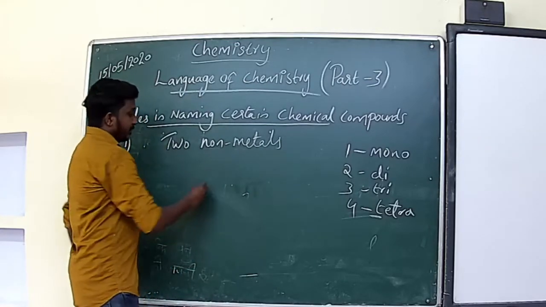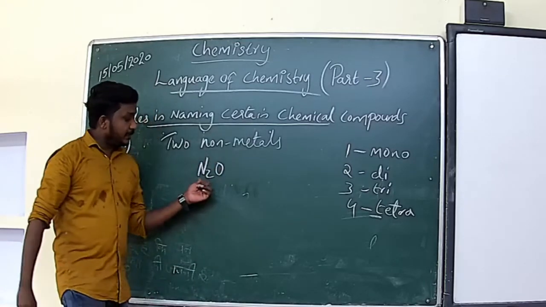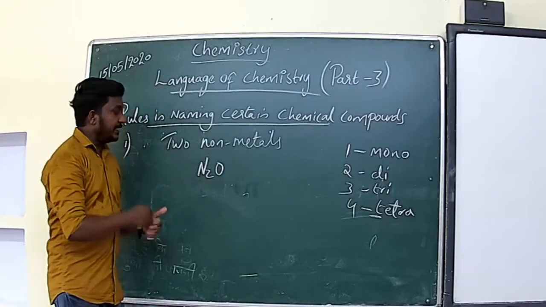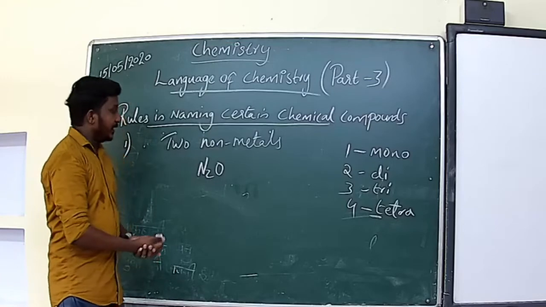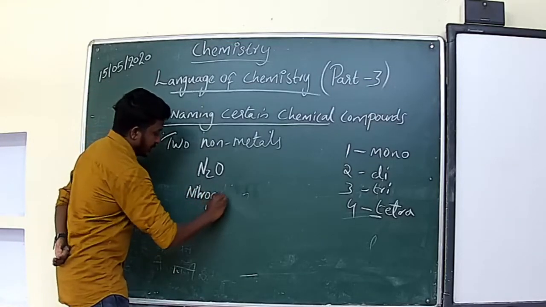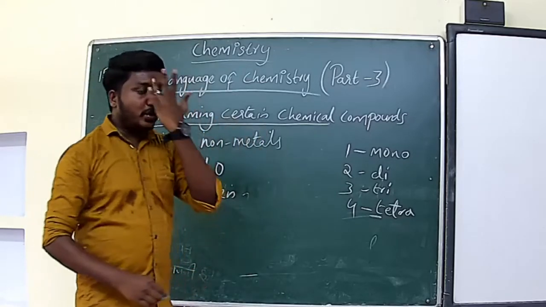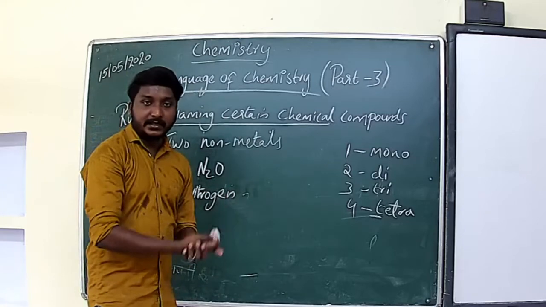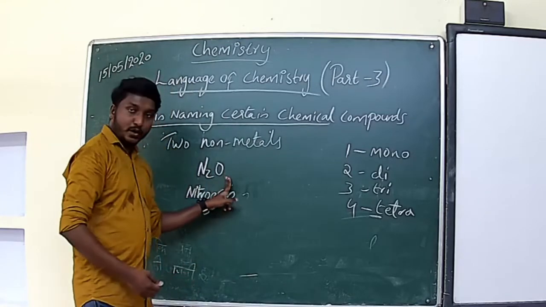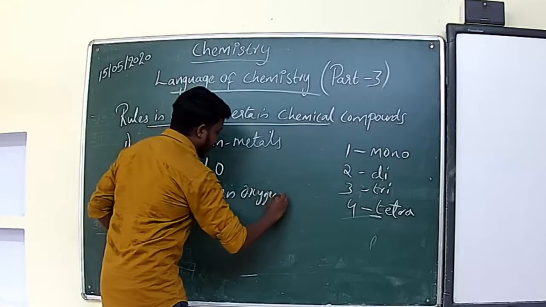For example, N2O. Both are non-metal. So we can write side by side the name. So I am writing first nitrogen. So here the rule is what? If the compounds contain two non-metals, we can write the name side by side. So nitrogen and here oxygen. Nitrogen and oxygen are the atoms.